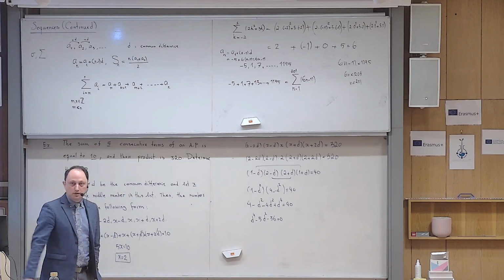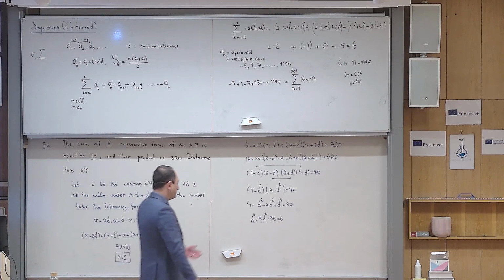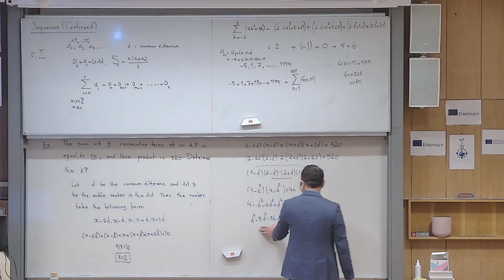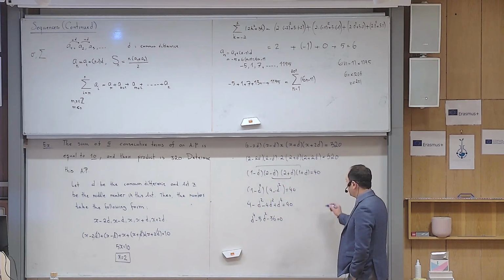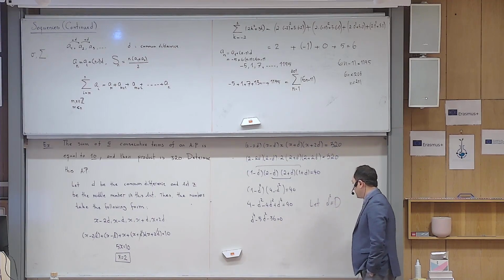But how can I solve this equation? Yes? You substitute d squared for another variable. Exactly. This is in Math 1C, Math 3C problems. You have seen that probably. So I would say let d squared be a new variable. Let us call it capital D.